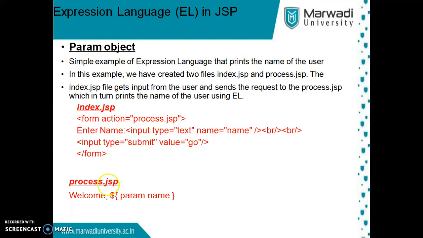A simple example of EL. Let's say I have an index.jsp file. I'm passing one parameter, that is name. The value will be forwarded to the process.jsp file. This is the process.jsp file. I want to print the name, right? So I'm just going to write dollar curly braces param, that is my implicit object, dot name. It will fetch the value of the name parameter.